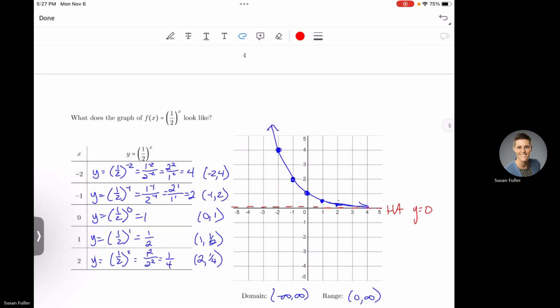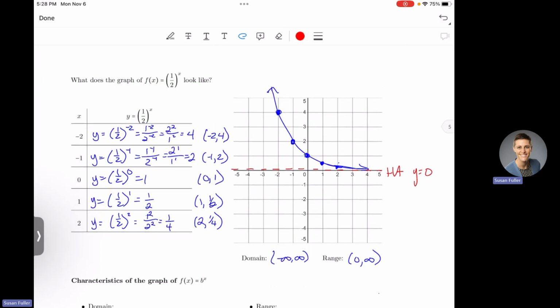And y equals 1/2 to the x looks like this. It is a decreasing exponential function from left to right. We call that exponential decay. And again, this one has a horizontal asymptote at y equals 0.